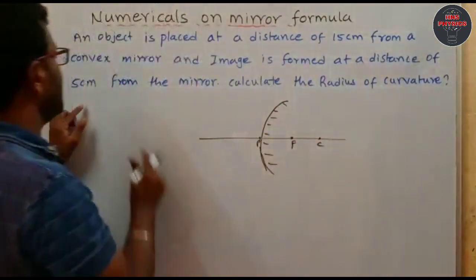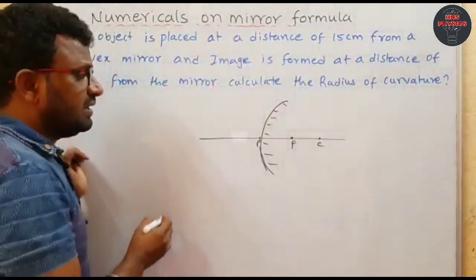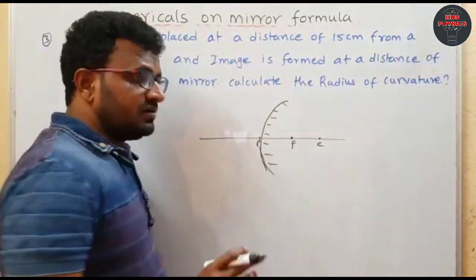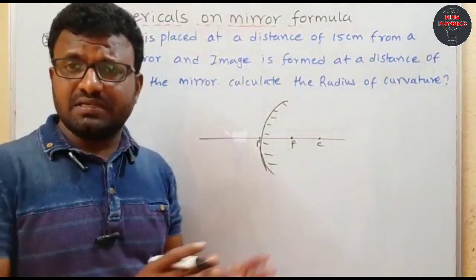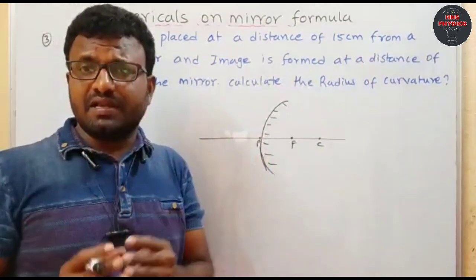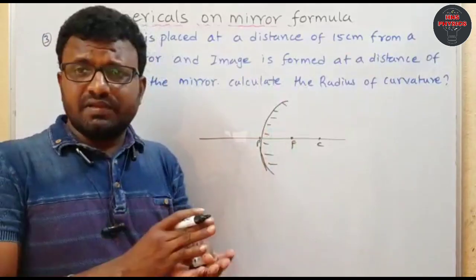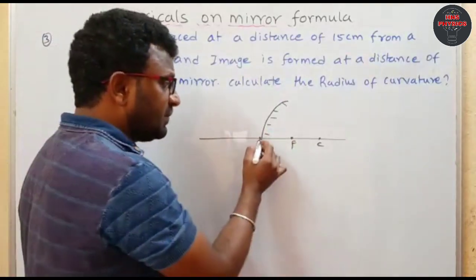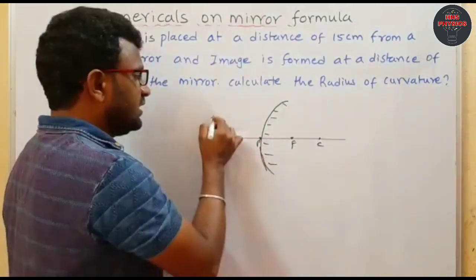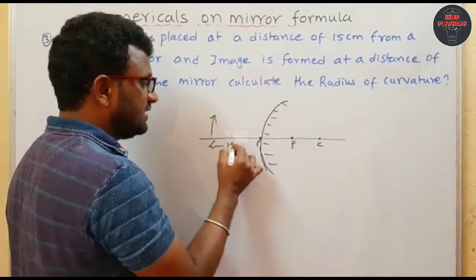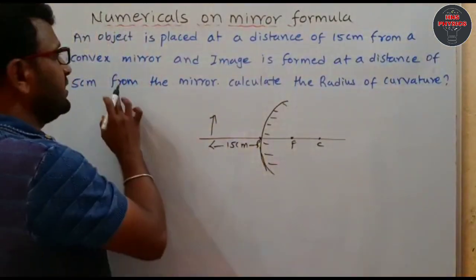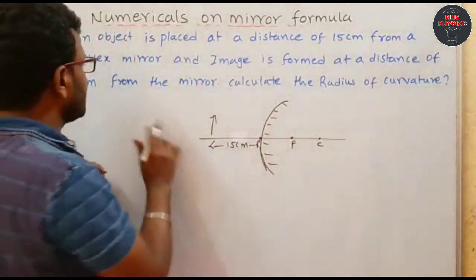Now when the object is placed at a distance of 15 centimeter, we know one thing: for a convex mirror we get only two images. One is when the object is placed at infinity, the image is formed at the focus. Next, when the object is placed between infinity and pole, then the image is formed between the pole and focus. Now when the object is placed at a distance of 15 centimeter from the mirror, the image is formed at a distance of 5 centimeter.